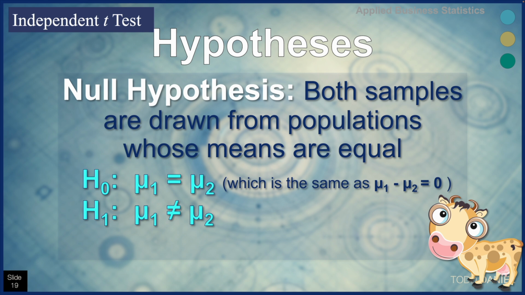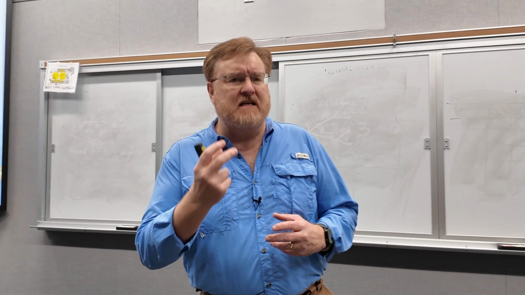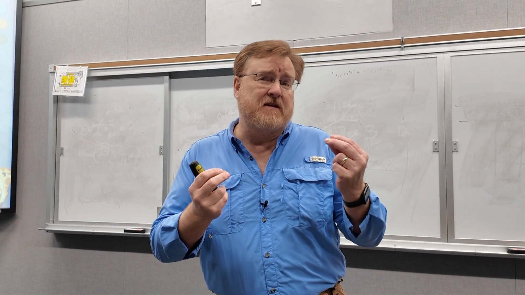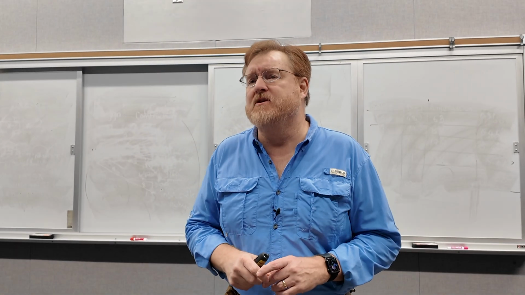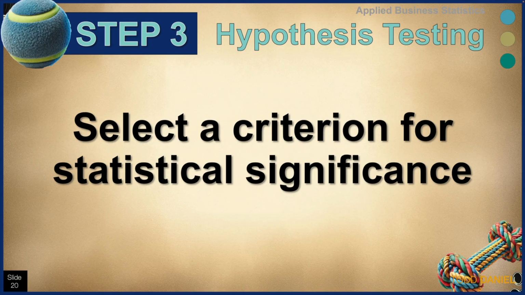That is really the same as mu1 minus mu2 equals 0, because if two things are the same and you subtract one from the other, the mean difference would be 0. The alternative hypothesis will be H sub 1 colon mu1 does not equal mu2, that these two population means are not the same. And the fact that our null hypothesis says equal and our alternative hypothesis says not equal, that tells us that we're going to be doing a two-tailed test.